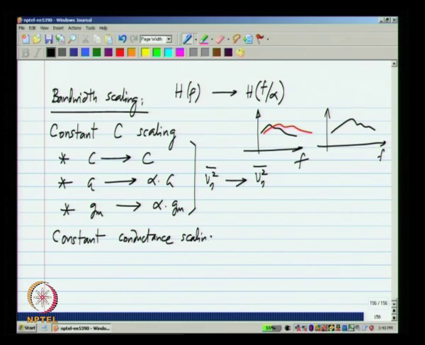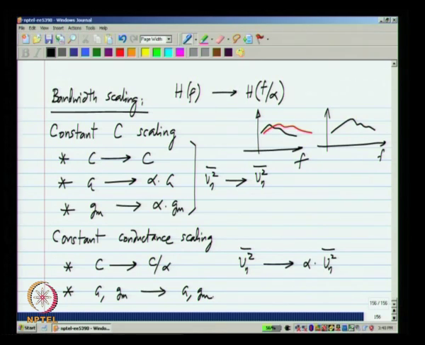conductance scaling. In this case, we reduce the value of C by alpha, but keep G and Gm, the conductances and transconductances, exactly the same. In this case, what happens is that if the original circuit had a certain mean square value of voltage noise, it will be alpha times the old value in the new circuit. So, which one you choose depends on the constraints that you have.